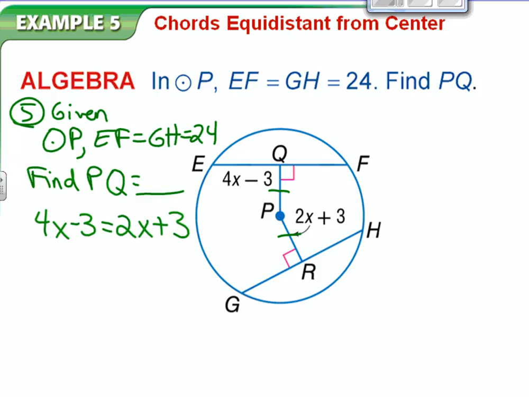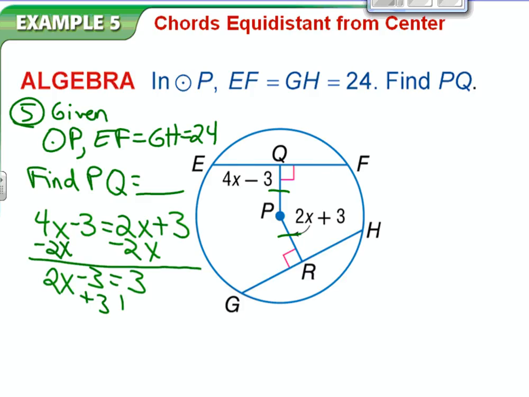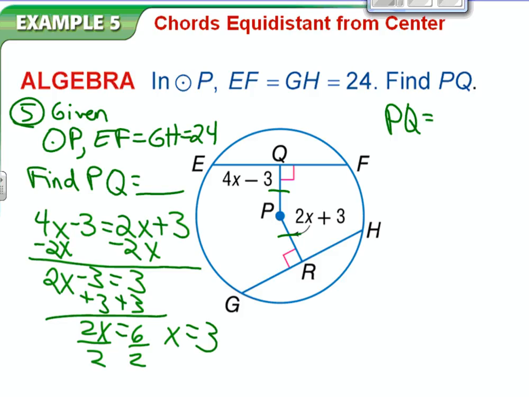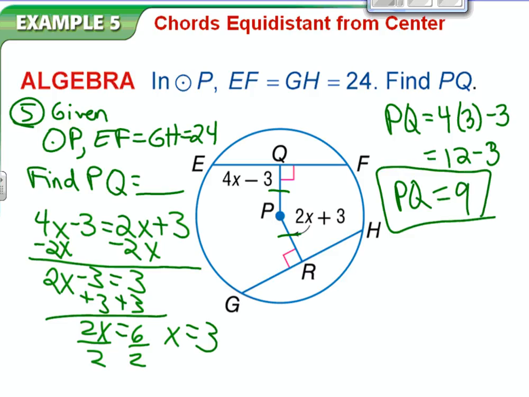So this one I'll just work out. Subtract 2x from both sides, and 2x minus 3 equals 3. Then adding 3 to both sides, 2x is equal to 6. Dividing by 2, x equals 3. If we stop there, we don't have our final answer. Reminder that PQ is 4x minus 3, so 4 times 3 minus 3, 12 minus 3. And so PQ is equal to 9. And so that's what we're to do on that problem.